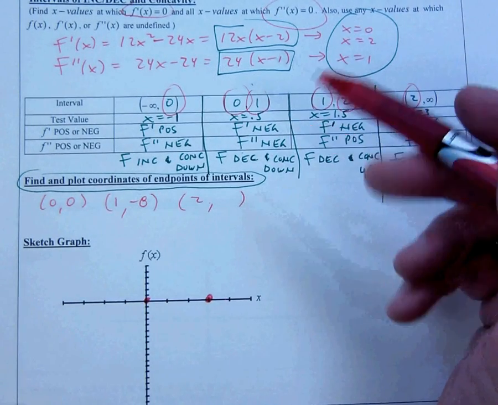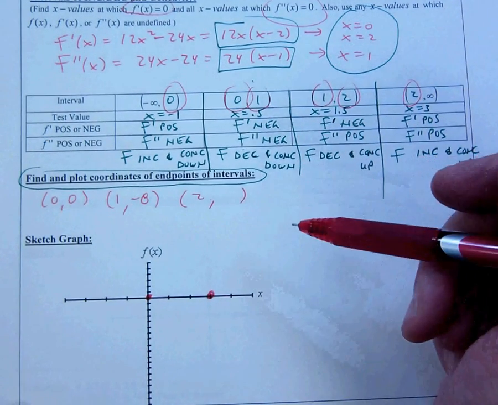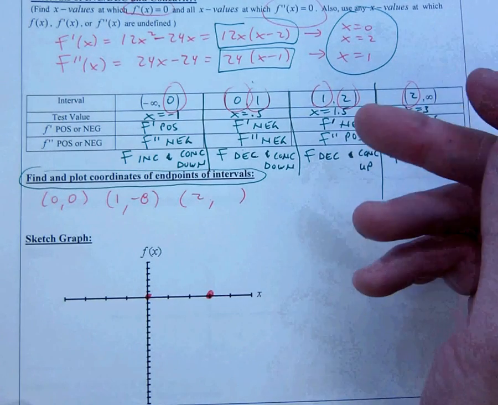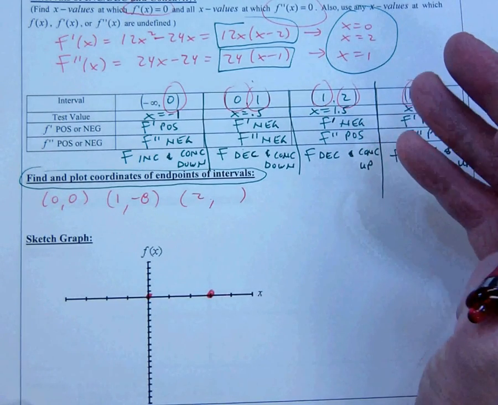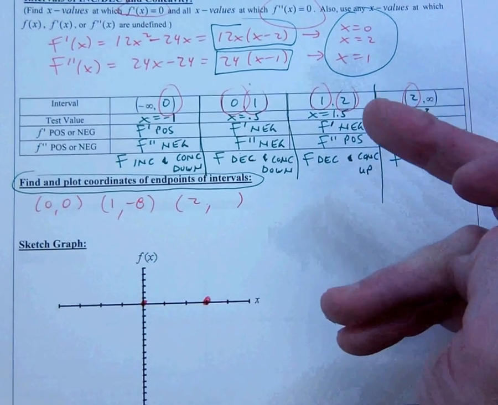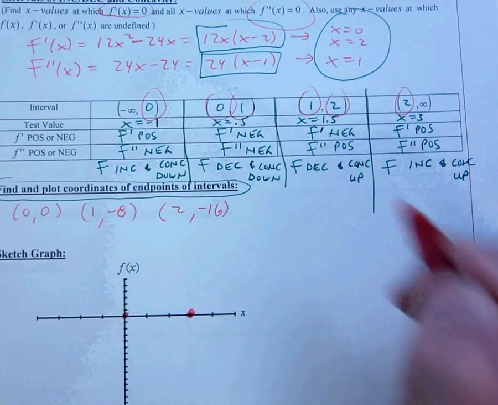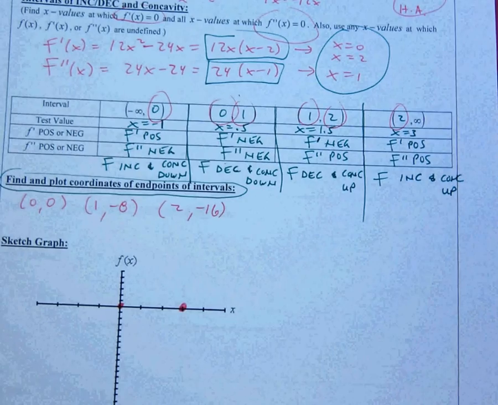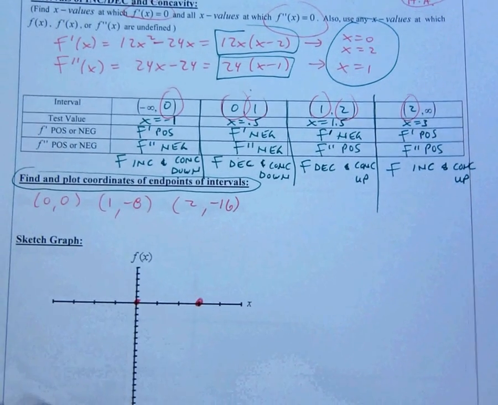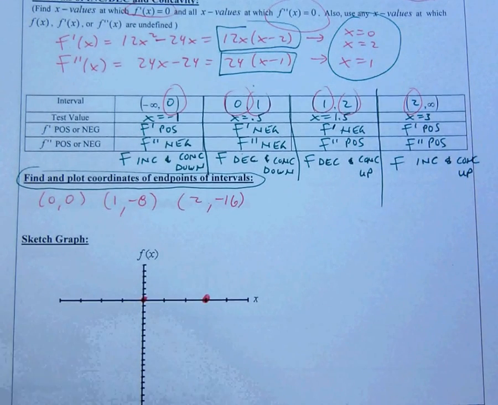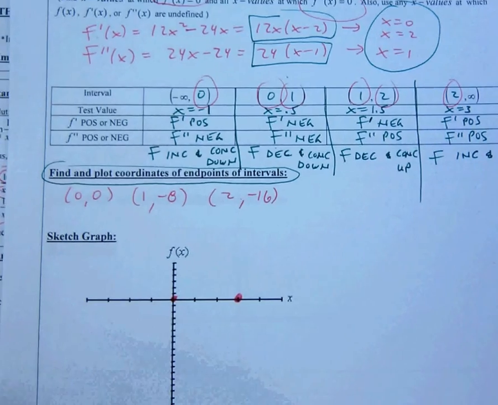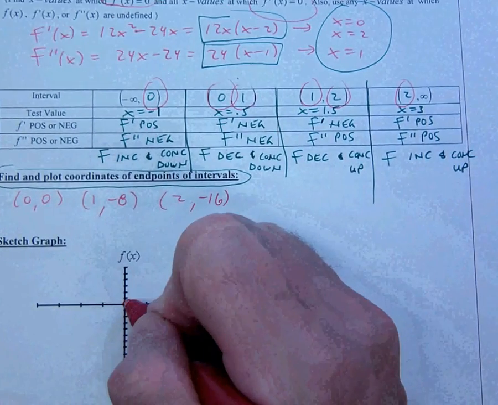And if I stick a 2 into F, quickly, what do I get? Let's see, 2 cubed is 8. 32 minus 48, negative 16. Yes or no? Okay. All right, so now what I want you to do is I want you to plot these points to give you some more dots to connect. Is that clear? Okay. So 0, 0 is already there.